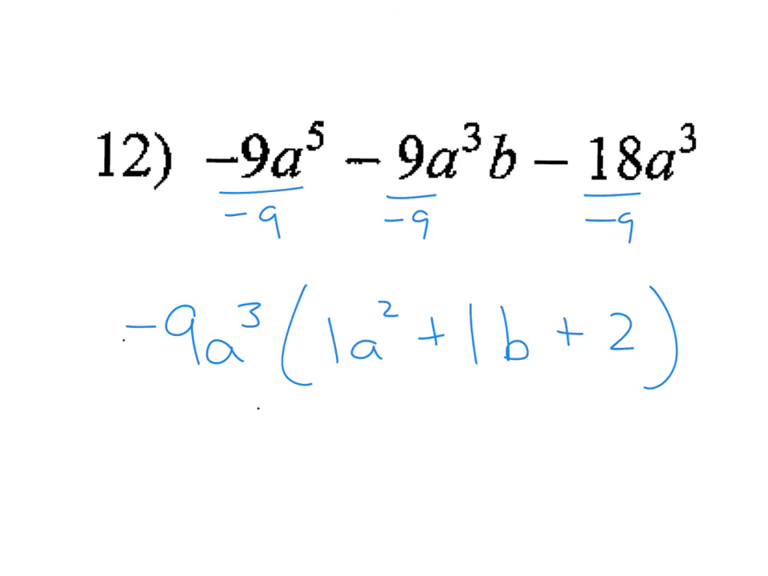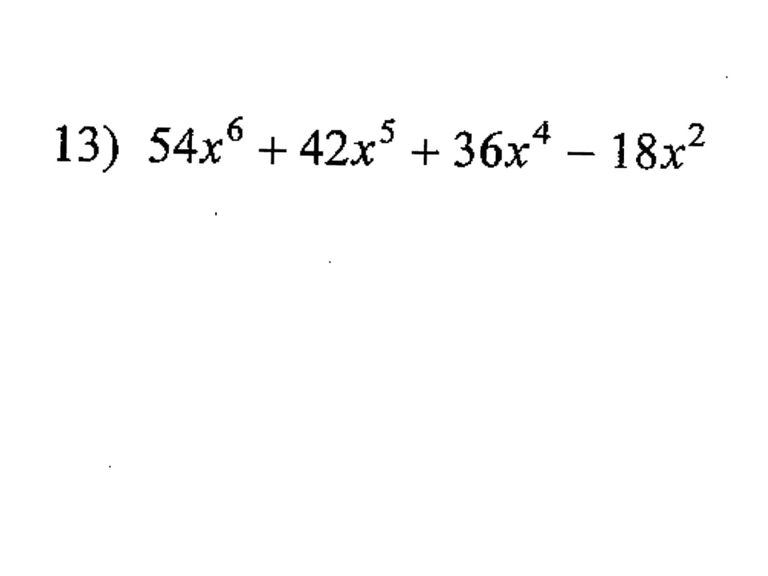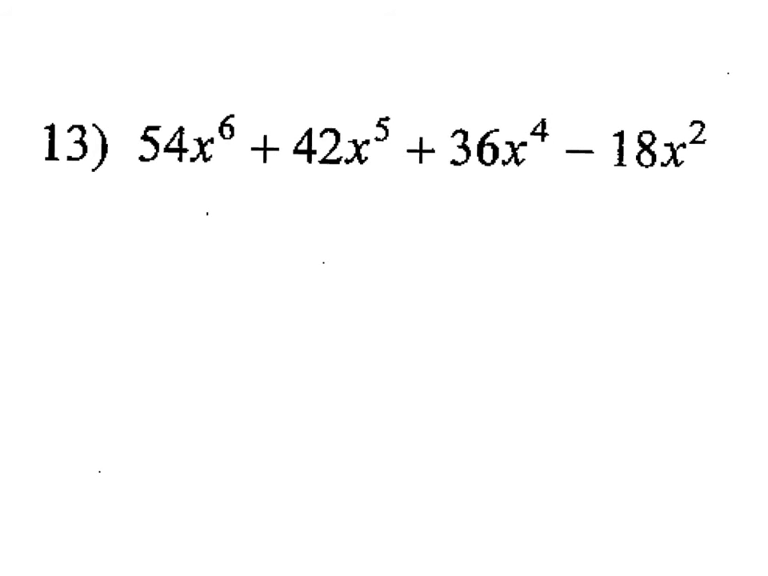Okay, number 13. This one's a little bit bigger. So you had to maybe do a little work here to find out that you had to pull a 6 out here. So we should have pulled a 6. And again, when I'm looking at all my variables here, I've got 6, 5, 4, and 2. Again, pull your smallest variable out. So I'm going to pull out an x squared. And when I do that, I'm going to get 9. I've got 4 x's left out of the 6 because I pulled 2 out, plus 7.